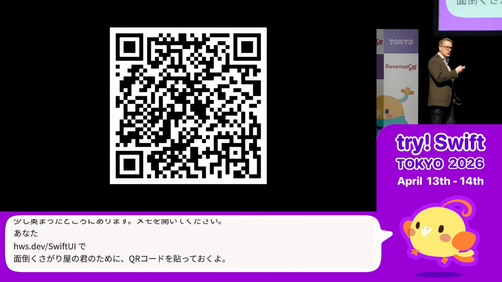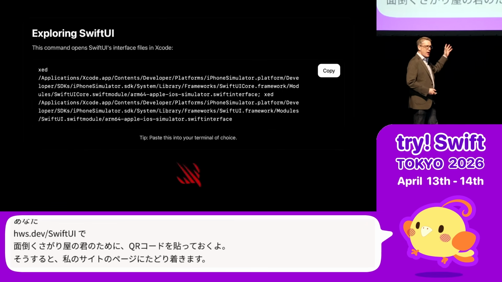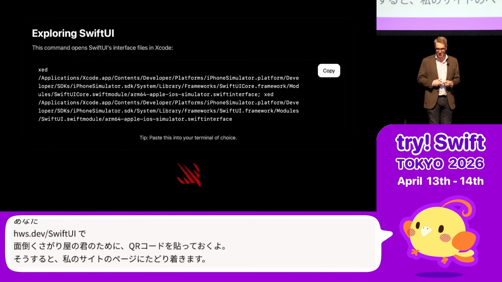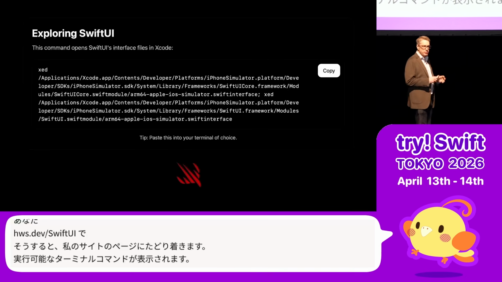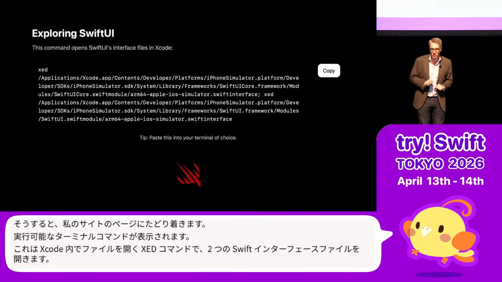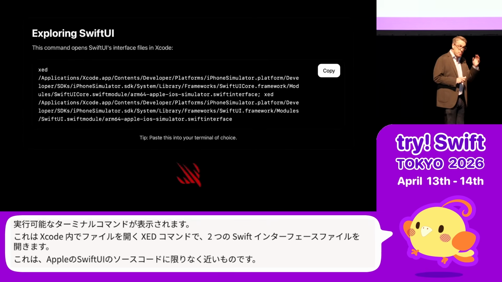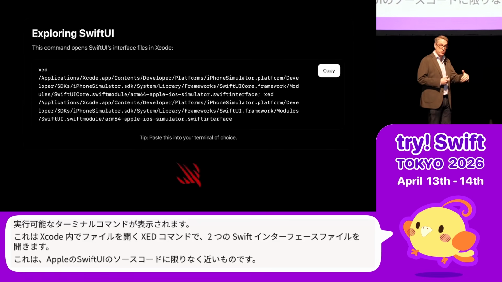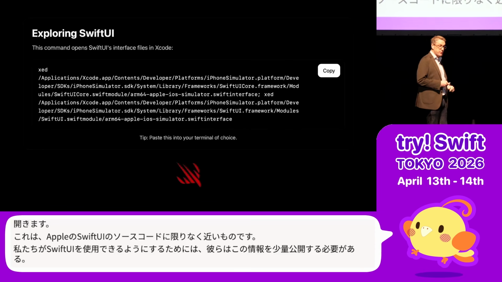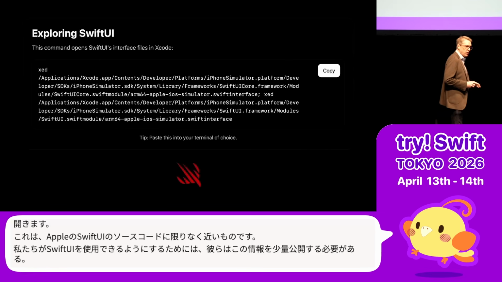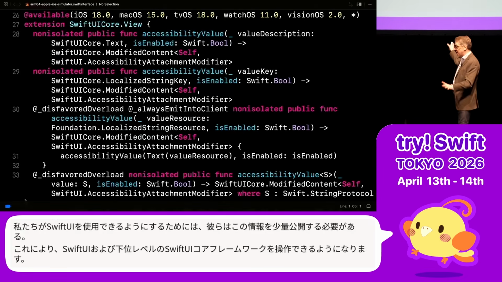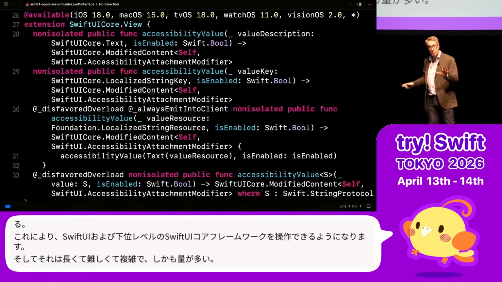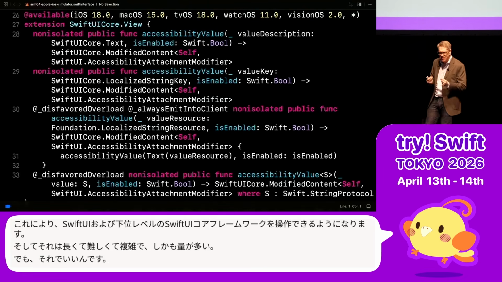And when you do that, you'll come to a page on my site which gives you a terminal command you can run. And this is the xed command to open files inside Xcode, and it opens up two Swift interface files. This is as close as we can get to Apple's source code for SwiftUI. They have to publish small amounts of this stuff in order for us to be able to use SwiftUI. This opens it up for SwiftUI and the lower-level SwiftUI core framework for us to work with. And it's long, and it's hard, and it's complex, and there's lots of it, but that's OK. Please do read it through. It's full of really interesting stuff.